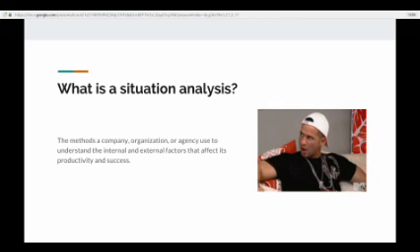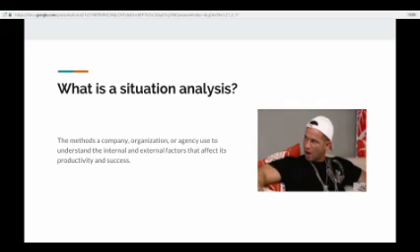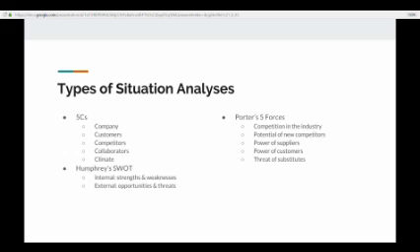So, what is a situation analysis? They are the methods a company, organization, or agency uses to understand the internal and external factors that affect its productivity and success. Most of the methods do address some kind of internal factor assessment and an external factor assessment. There are many different types of situation analyses, but the three most common ones are a 5Cs analysis, a SWOT analysis, and a Porter's 5 forces analysis.